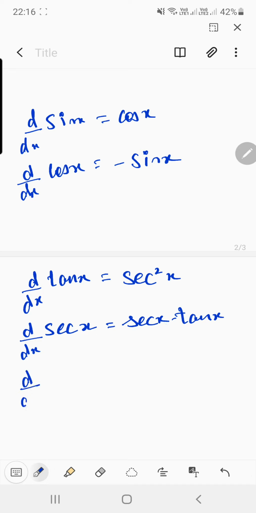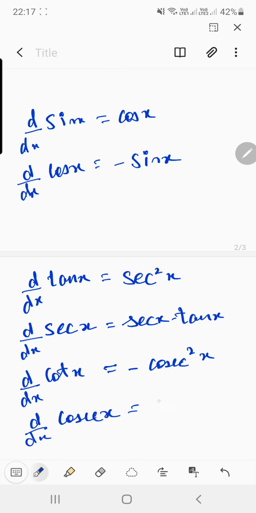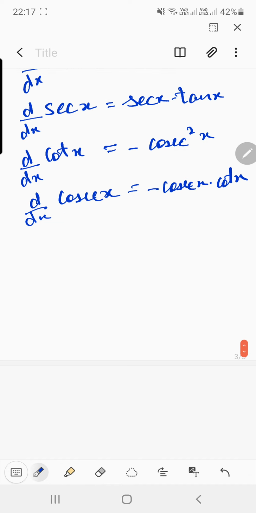Further, differentiation of cot x is minus cosec square x, and differentiation of cosec x is minus cosec x into cot x. So as of now, we will be using only these formulae and then doing specific type of sums regarding using these formulae. And as we move further, we will go about doing with different formulas.